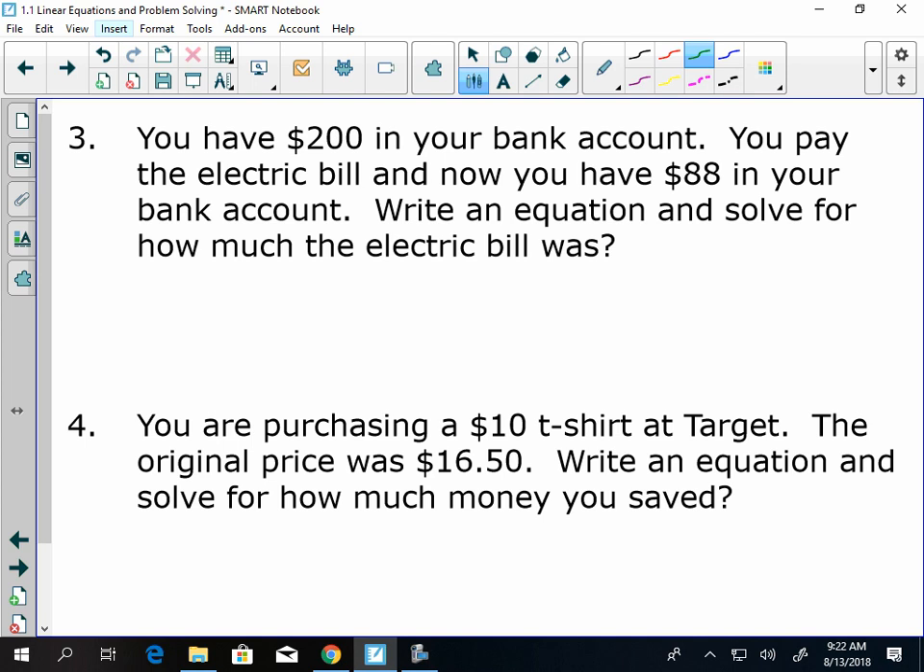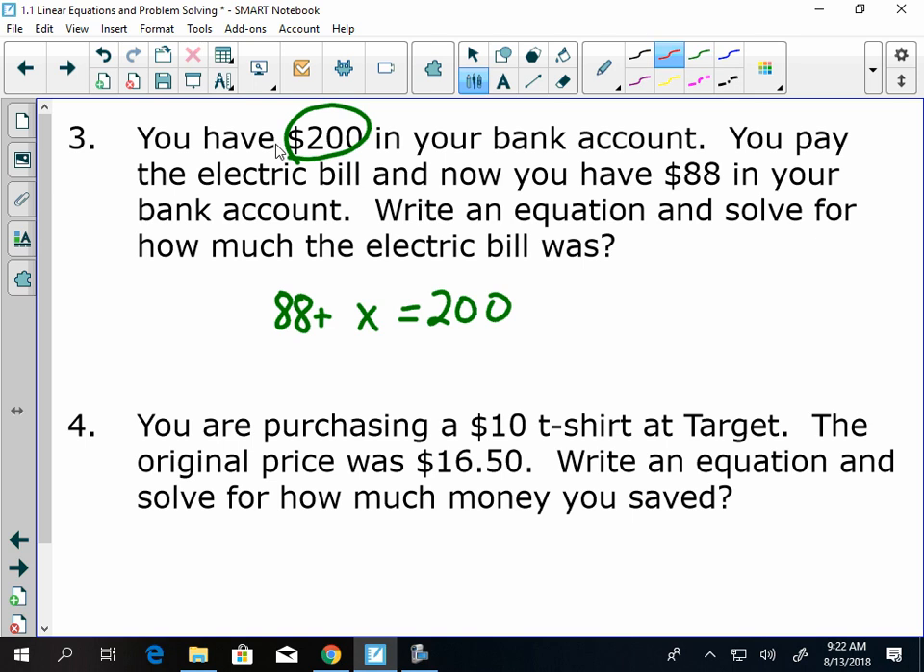So how much do I have in my bank account? 200. That's my total, isn't it? So I put that over where the answer goes. So I paid my electric bill. Do I know what my electric bill is? No, I don't know what that is. However, I have 88 bucks left in my account. So if I take 88 plus X, I'm going to get 200, right? So if I now solve for X, I got my electric bill, don't I?